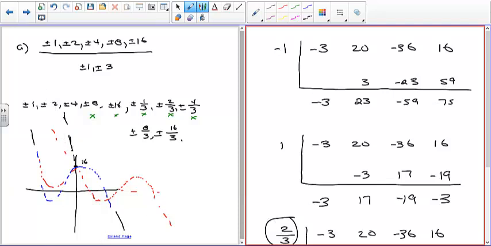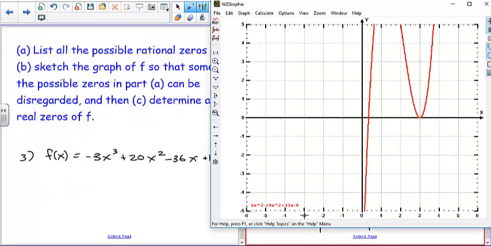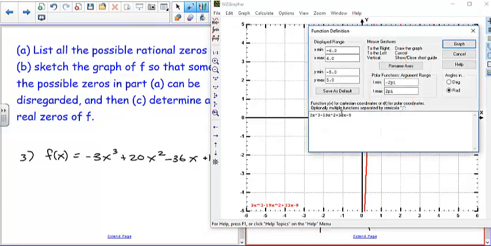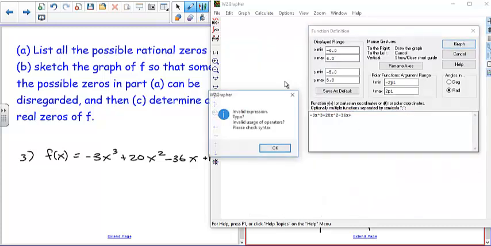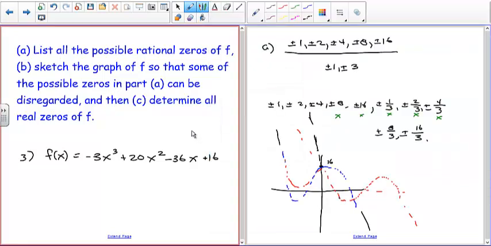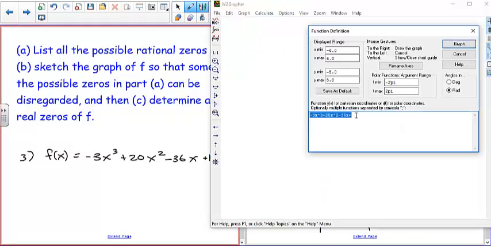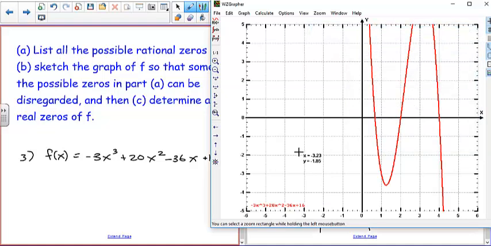So let's plot that thing. Make sure it agrees. So you got negative 3x cubed plus 20x squared minus 36x plus something. I forgot what it was. Let me graph that. Okay, plus 16. Negative 3x cubed plus 20x squared minus 36x plus 16. Okay, graph that. So there you go.